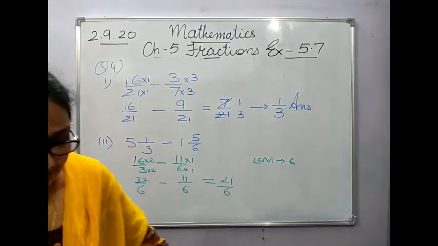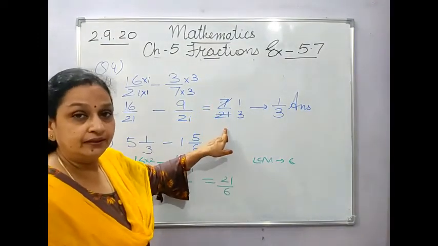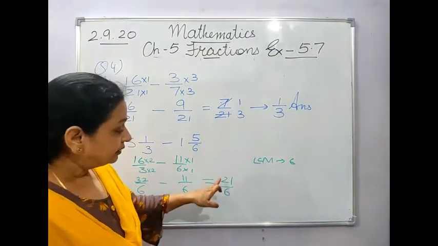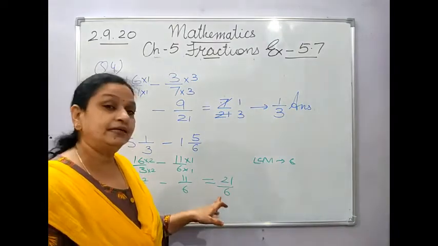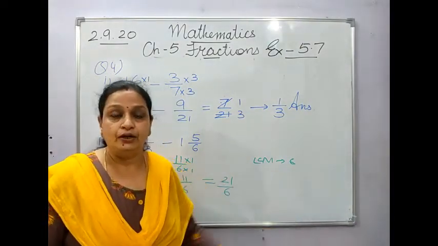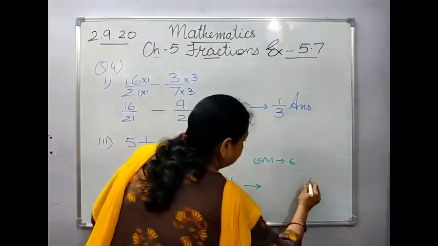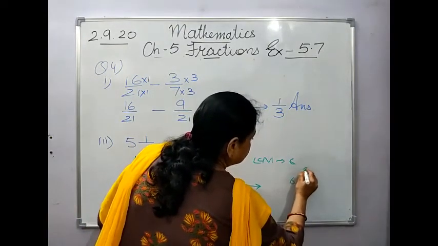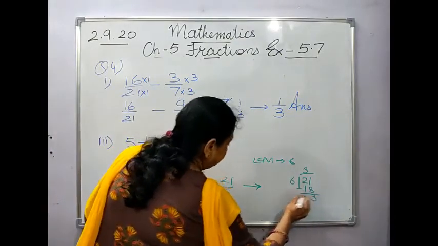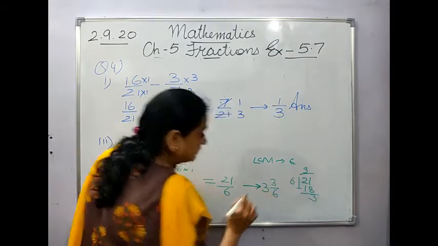Now children, why have I done this sum? See here. Here the numerator was smaller than the denominator, so we found the common factor. Here the numerator is greater than the denominator, that is an improper fraction, so you will divide to reduce it to the lowest term. If I divide 21 upon 6, 3 6s are 18, and it will be 3. So your answer is 3 whole number 3 upon 6.